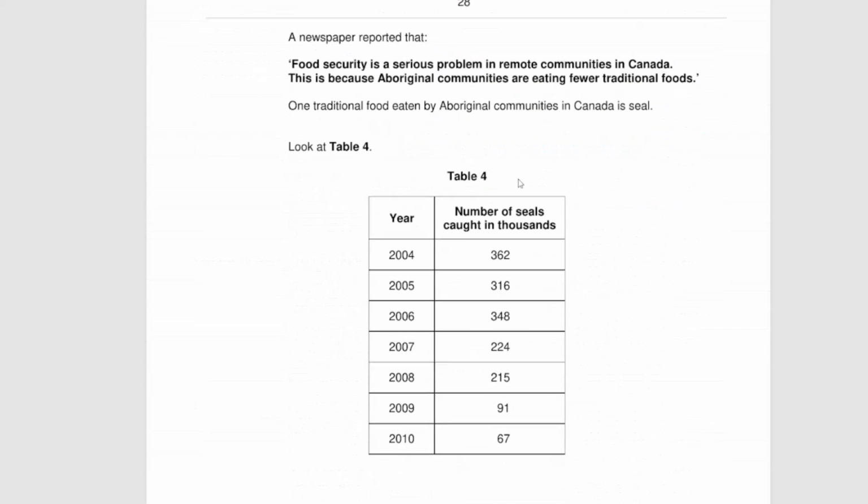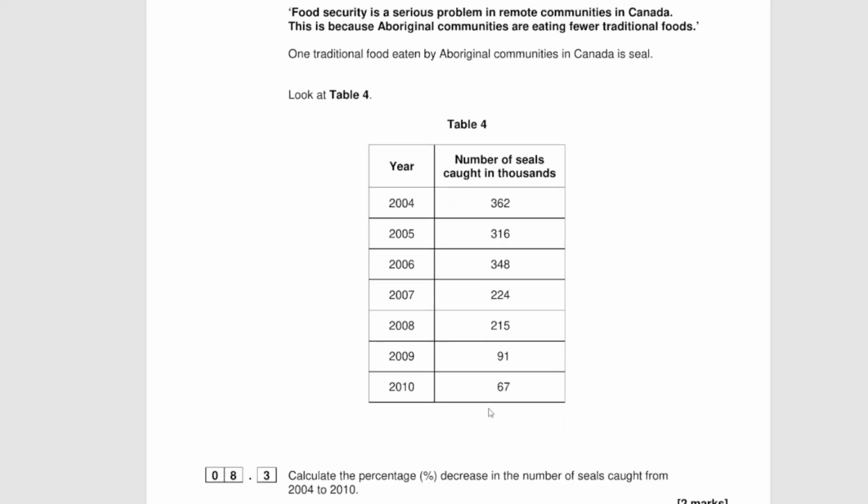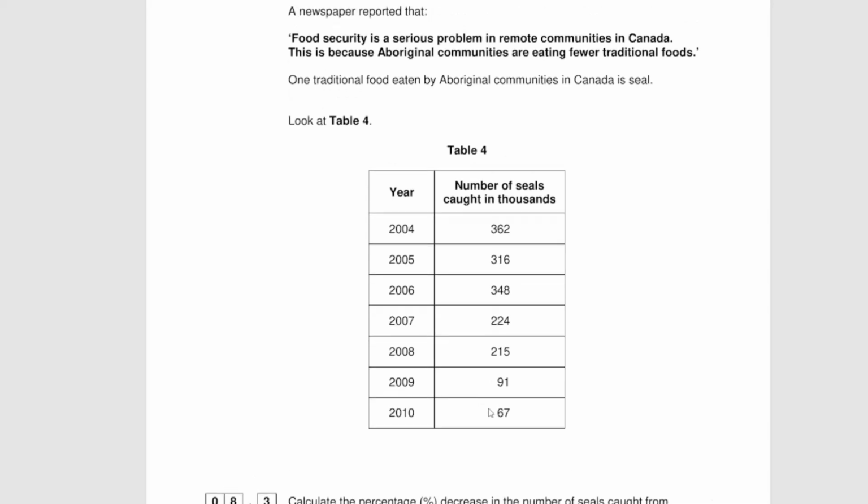A newspaper reported that food security is a serious problem in remote communities in Canada. This is because the Aboriginal communities are eating fewer traditional foods. One traditional food eaten by the Aboriginal communities in Canada is seal. Looking at table 4, you can see how it's decreased from 362,000 to 67,000, and we're asked to calculate the percentage decrease in the number of seals caught from 2004 to 2010.